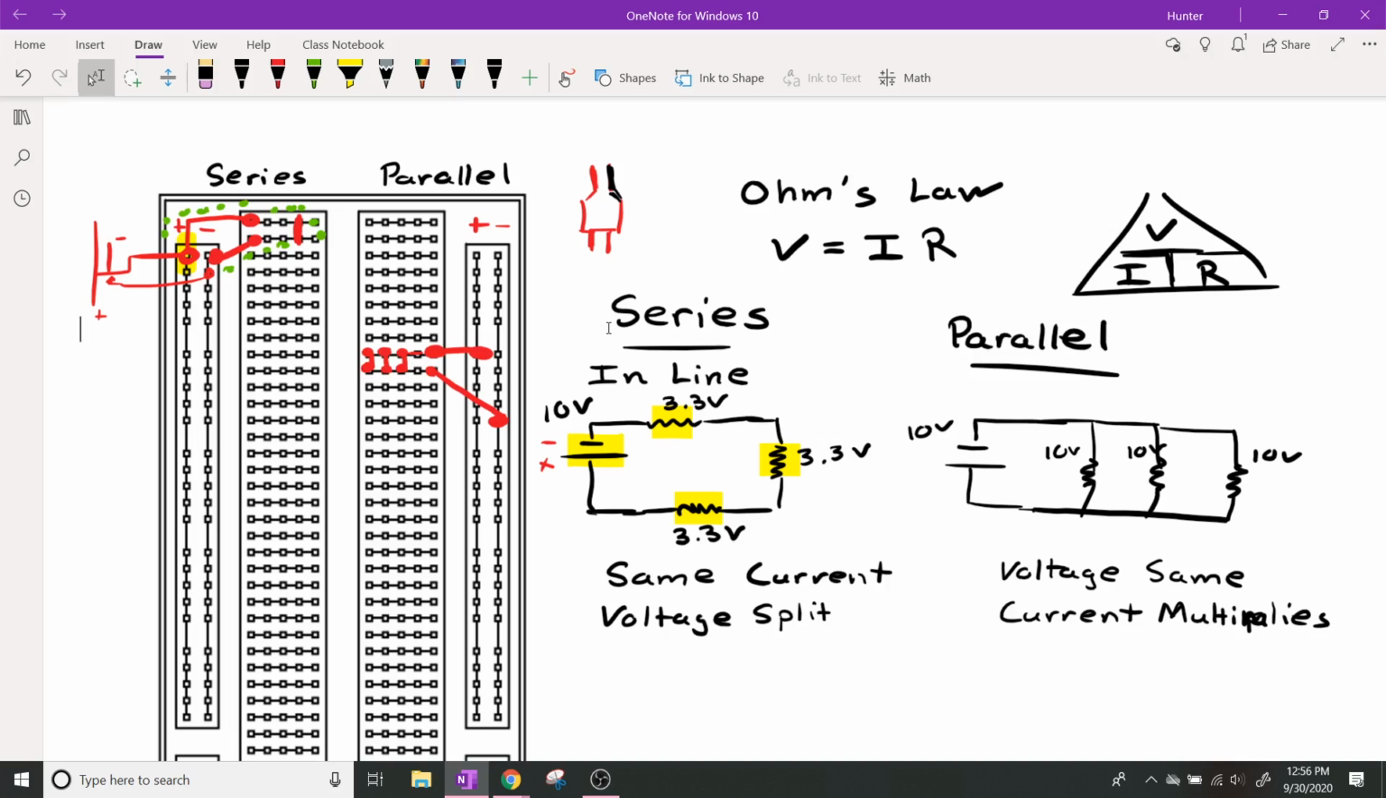Anyway, I hope this was helpful. We're going to be playing around with motors and trying to create series and parallel circuits with motors and LED lights. So that's going to be our next focus for the next couple of days.